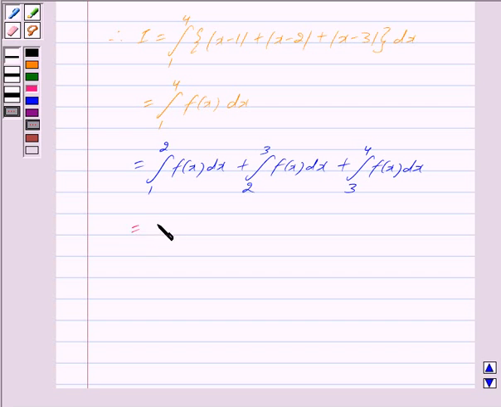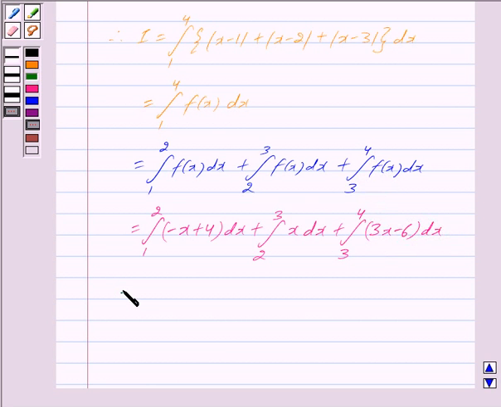Now this is equal to the integral from 1 to 2. When x is between 1 and 2, we have f(x) is equal to -x + 4 dx, plus the integral from 2 to 3. Now when x is between 2 and 3, we have f(x) is equal to x dx, plus the integral from 3 to 4, and when x is between 3 and 4, we have f(x) is equal to 3x - 6 dx.